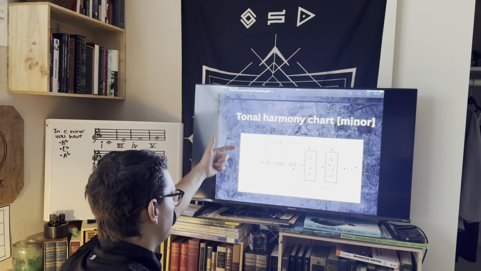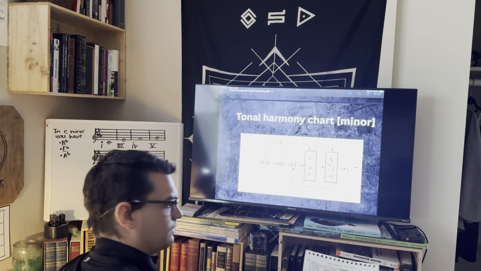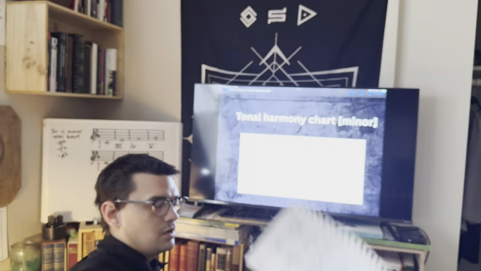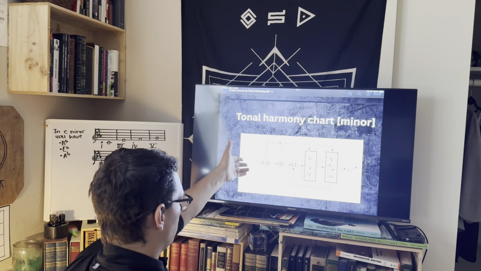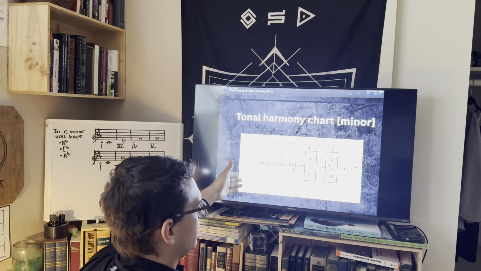Okay? Again, minor. There's a major one as well, which is a little bit more involved, but we're going to use just a minor one because, like I said, 90% of popular music is written in a minor key.